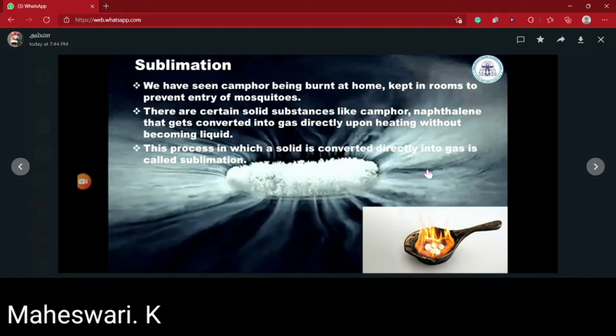This process in which a solid is converted directly into gas is called sublimation. So this is the picture of sublimation.